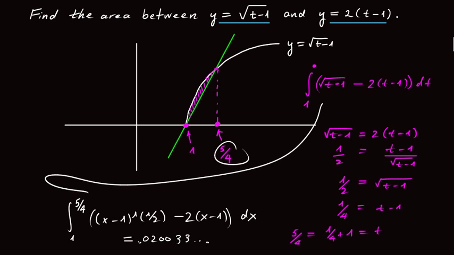0.02003, etc., etc. So this is a pretty good estimate. It's telling us that this is pretty darn thin. It's only about 0.02, this area.